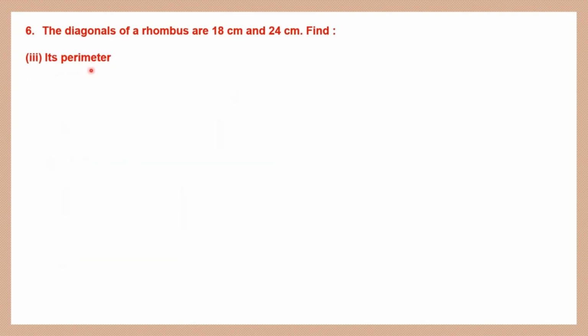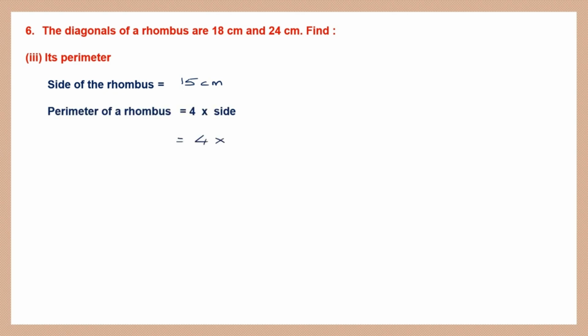Now the third part of the same question is we have to find its perimeter. Now we know the side of the rhombus we just found out, and that we found out to be 15 centimeters. To find the perimeter we have to use the formula 4 into side. So that is 4 into 15 centimeters. 4 into 15 is 60. So 60 centimeters. This is the perimeter of the rhombus.